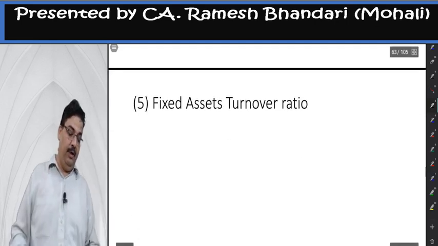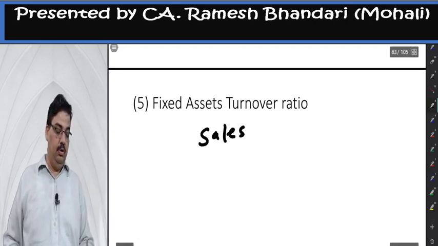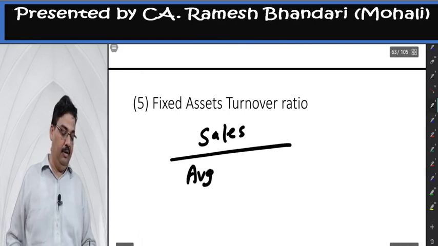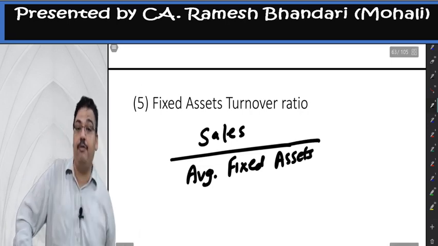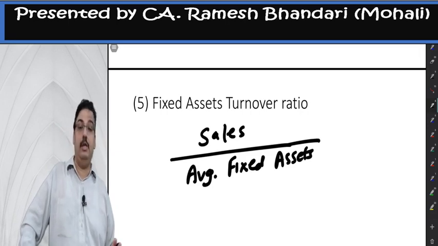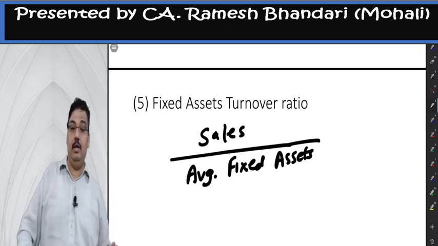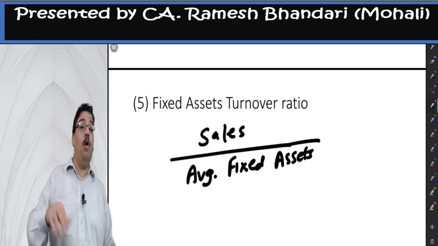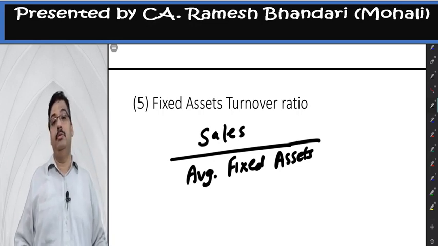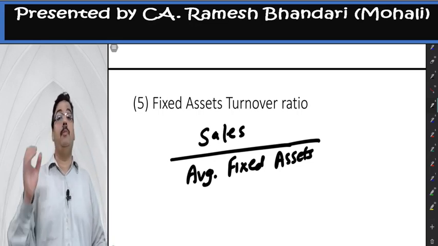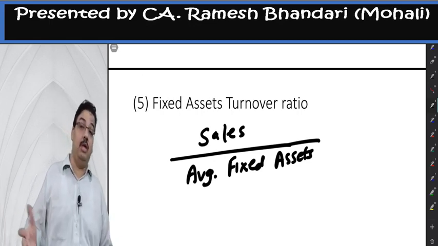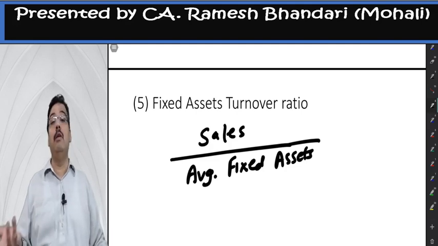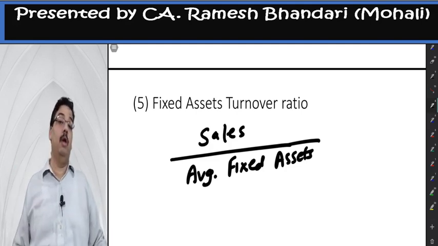Similarly, fixed asset turnover ratio, sales divided by average fixed assets. It is showing efficiency of utilizing fixed assets for generating sales. So higher it is, better it is. For 1 rupee of fixed asset, how many rupees of sale are you able to generate? Last year I was generating 10 rupees, now I am generating 20 rupees. So I am generating much more sale from the same fixed assets. That will be good.